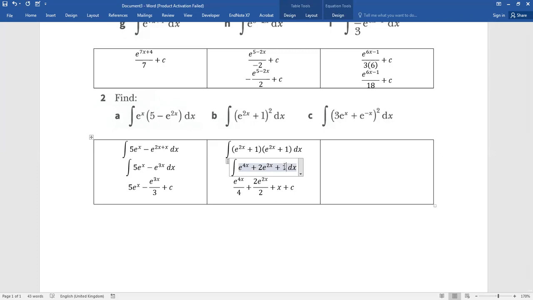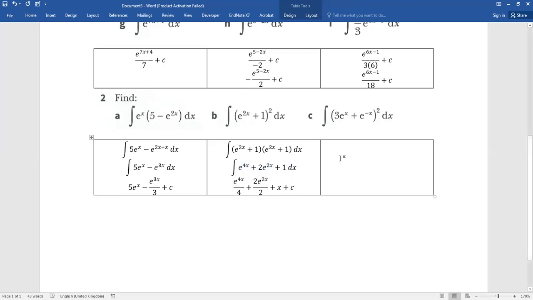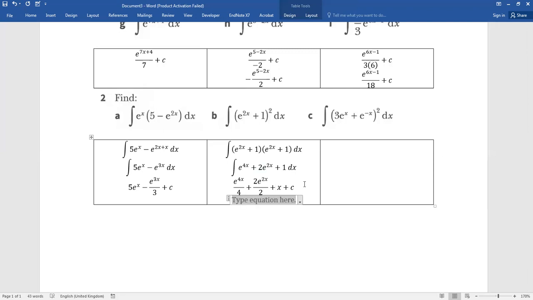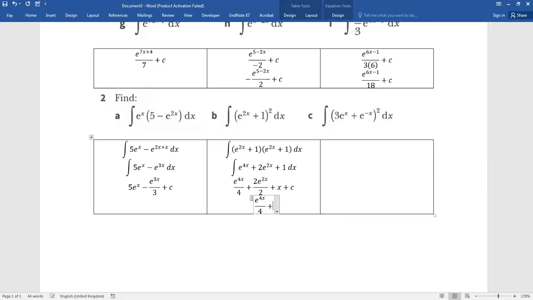So when I increase the power of x, it becomes x and then plus c. Is this clear? Yes, and then 2 over 2 simplifies to become 1. Very good. You can write it as e to the power 4x upon 4 plus e to the power 2x plus x and then plus c. Well done. Okay, what about the next one?